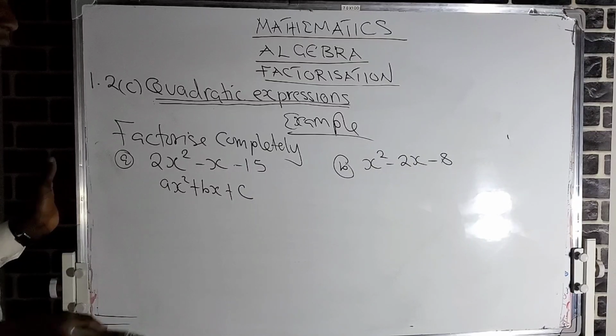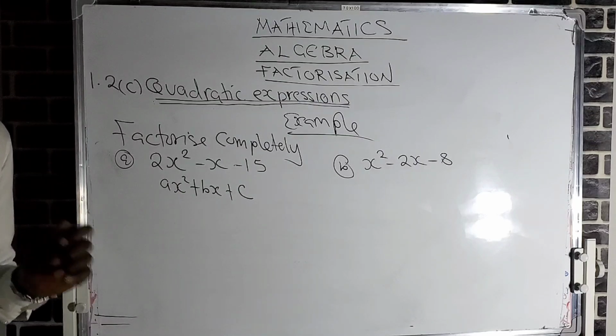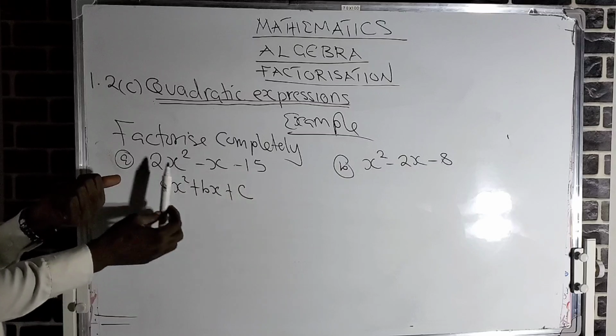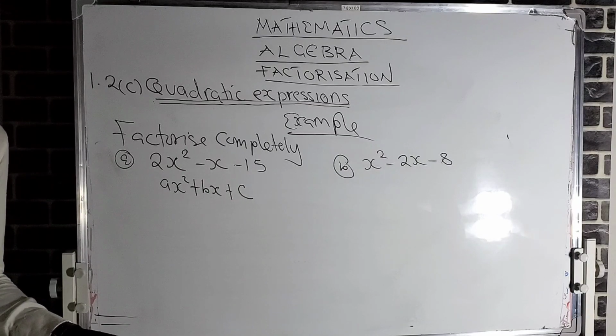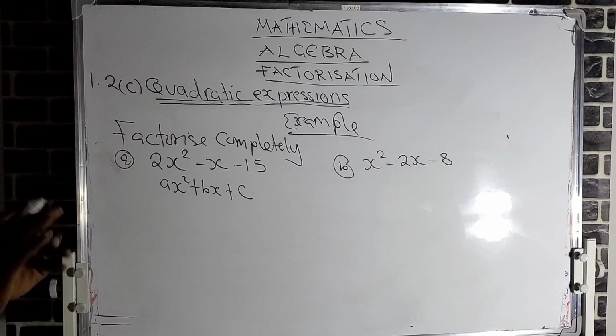Now, you can factorize this by grouping. You can group these two, but how about this one? Do you have what is common throughout? You can't even factorize by common factor. Are we together? So, like I said, the first step is to find the product of a and c.